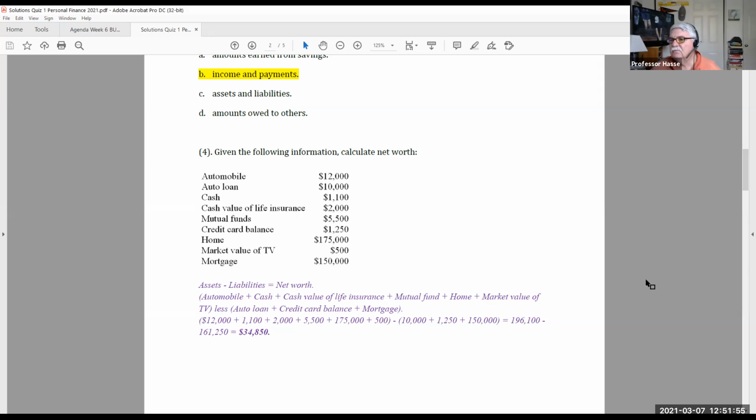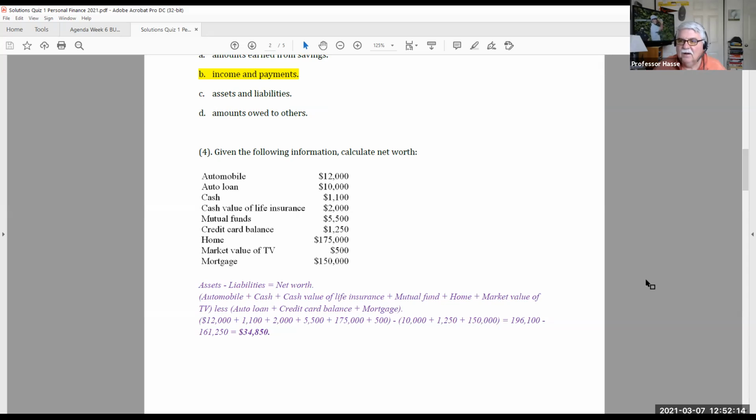Your home, $175,000. That's the purchase price of the home that you made. It's called the book value. And the market value of your television, $500. In other words, that's an asset. You own it. And if you would sell it today, that's what you would get for it, $500. Lots of luck with that one. So those are your assets.